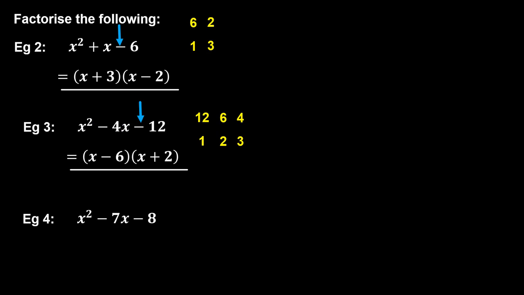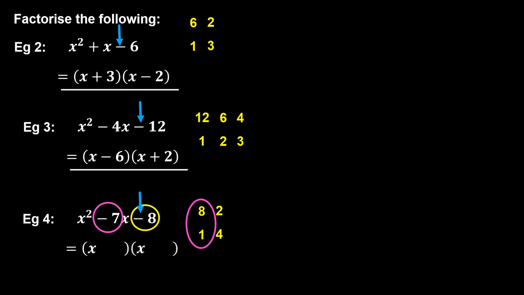x squared minus 7x minus 8. I'm looking for my factors of 8. So 8 and 1 and 4 and 2. I need to subtract my numbers because of that sign to get 7. So 8 minus 1 will give me 7. So 8 and 1 are the numbers I'm going to choose. 8 is the bigger number, so 8 must get the middle sign. So 8 will be a minus, 1 will be a plus. So it'll be x minus 8 and x plus 1.